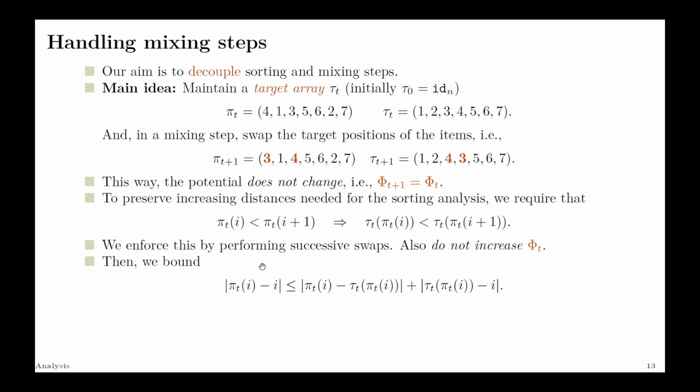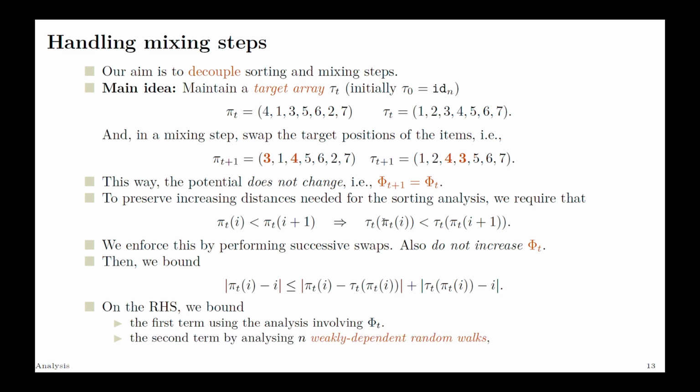Recall that our main aim is to bound the total deviation for the pi array. By using the triangle inequality, we can upper bound the first term using this sorting analysis, which involves the potential function phi. For the second part, notice that if we fix one element in the tau array, then it has equal probability to increase by 1 or to decrease by 1, unless it's one of the boundary elements. So we can analyze this term by analyzing n weakly dependent unbiased random walks.